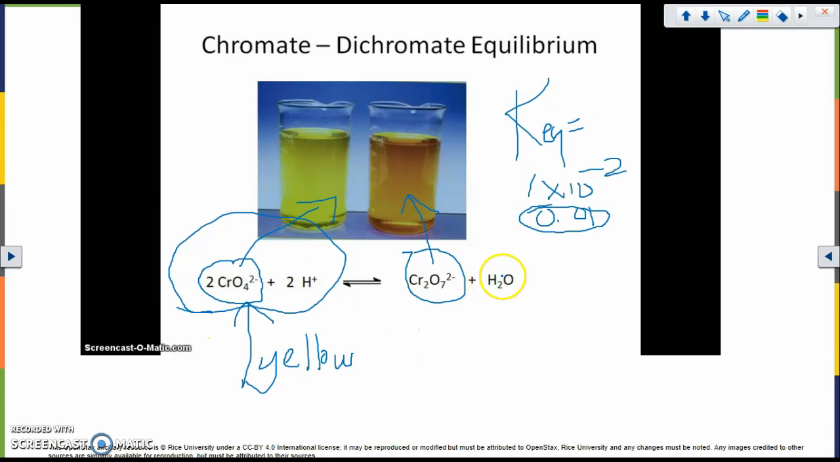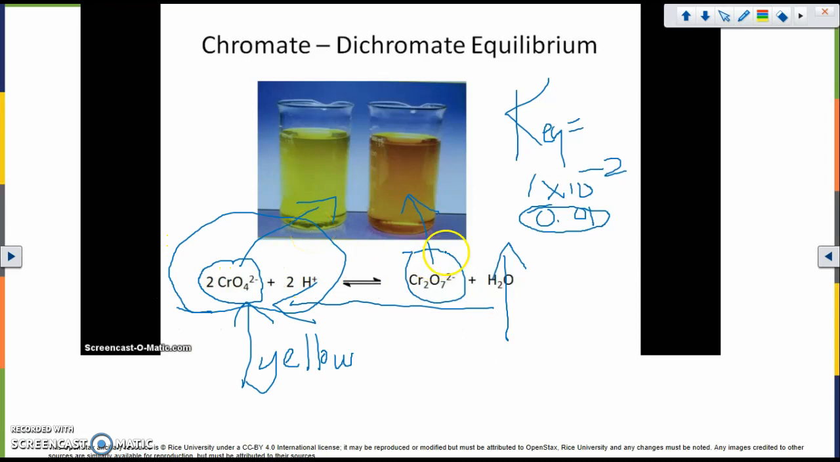Very, very important. Now, what happens, folks, if we add water? If we add water, we are increasing the amount of water, which is on this side. According to Le Chatelier's principle, it's going to shift to the opposite side. And guess what color is going to be dominant? If I add water, it goes to the opposite side, the reactant side, where the dominant color is yellow. So obviously, if I add water, this solution will remain yellow.